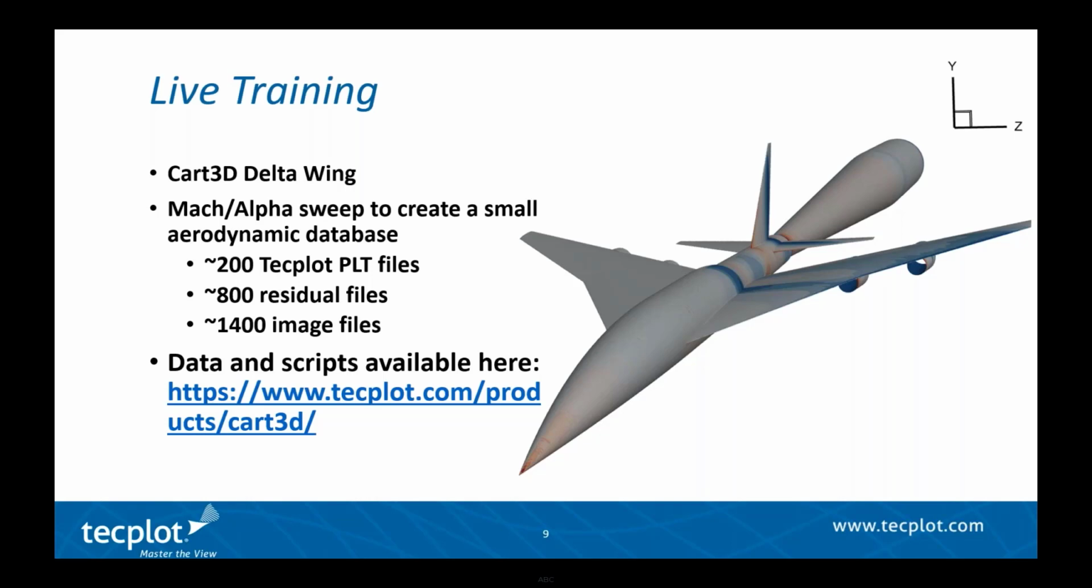So it resulted in about 200 Tecplot PLT files as the output. So we have the solved geometry as well as cut plane output. We're going to be focusing on the geometry output in the webinar today. It created about 800 residual files, so that's your forces and moments information, etc. And then we also have about 1,400 images to look at. And this is a pretty small aero database that we looked at here, but it still produces quite a lot of data. So how do we really make sense of that?